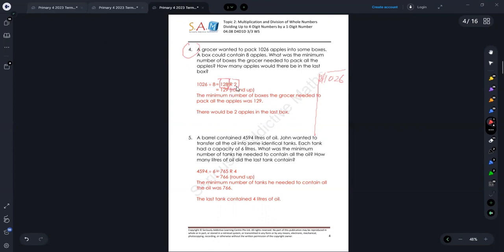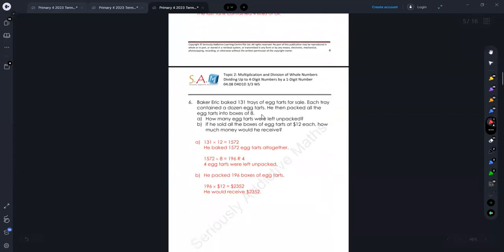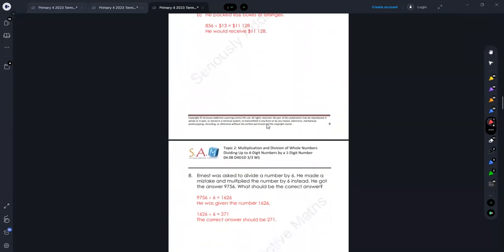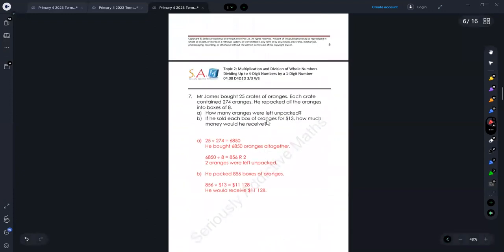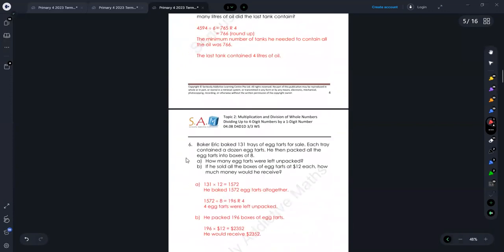Because each box can only store 8 apples, it's actually 128 boxes plus 1 box here. So the answer is 129 boxes altogether, and the last box would have 2. All right. Now I'm just going to go for maybe a 2-step question. So this is a 2-step question. It has a remainder. Maybe let's do question 6.